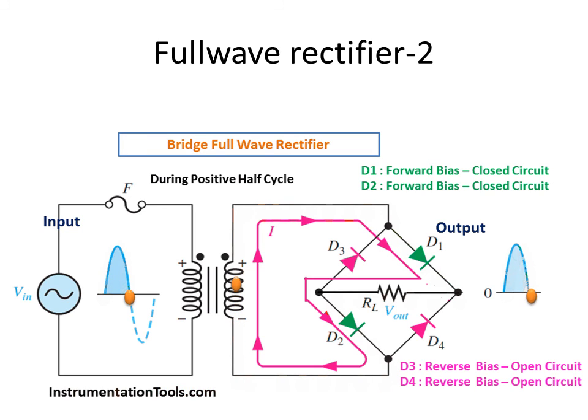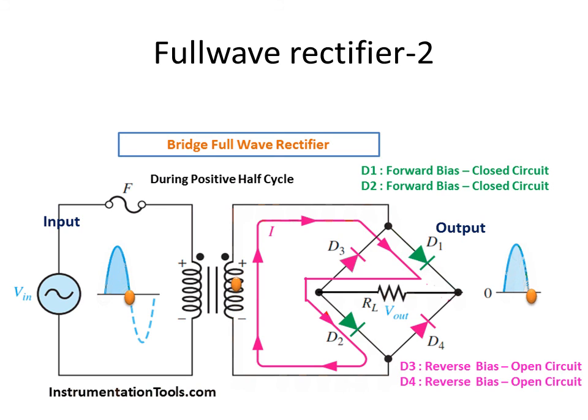So how will the current move? That is shown using this animation. See, it starts from the positive, reaches the junction, goes to D1, RL, D2, and reaches the negative of the secondary. So that makes one complete cycle, and during this cycle the current was flowing through RL from right to left. See, right to left. So that is the direction of current.